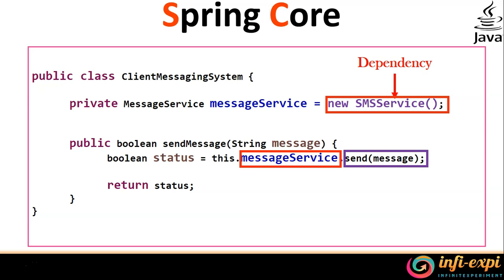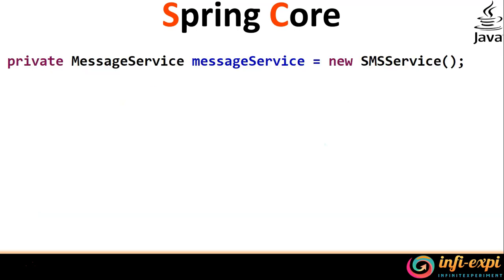Now one more view of this client messaging system would be like this. So the key term is highlighted here, message service, which carries an instance of SMS service. So it's been manually injected. The programmer has written the instance manually, created the instance manually. I'm highlighting here again and again, it's manually injected because it creates a tightly coupled environment. Now the dependency, what you are seeing here, is actually a tightly dependent environment.